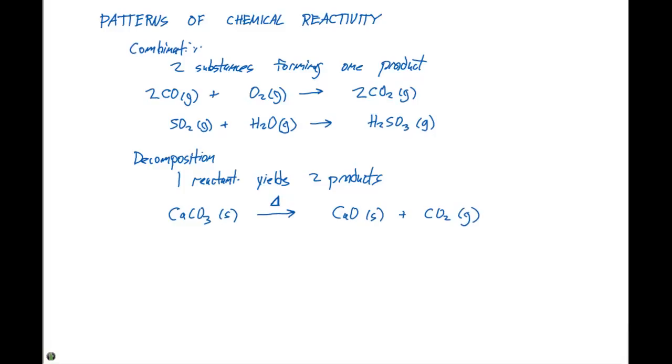We need to double check to make sure this is balanced. We have 1 calcium on the left and 1 on the right, 1 carbon on the left and 1 on the right, 3 oxygens on the left, and 1 plus 2 or 3 oxygens on the right-hand side. So that is balanced. And typically with these decomposition reactions, you need to put some type of energy or heat into them or do something to break down what that reactant is. Some of them happen spontaneously, but in most cases we need to apply some type of energy to push this reaction forward.